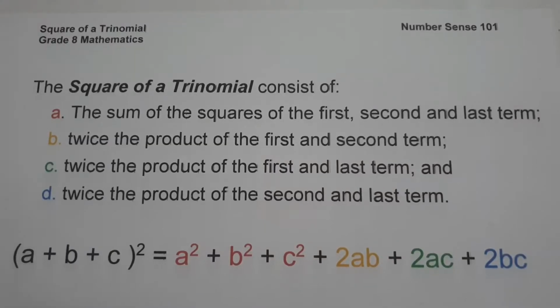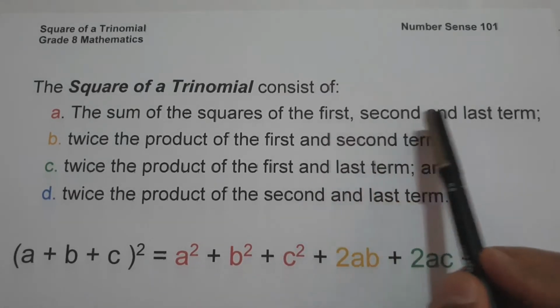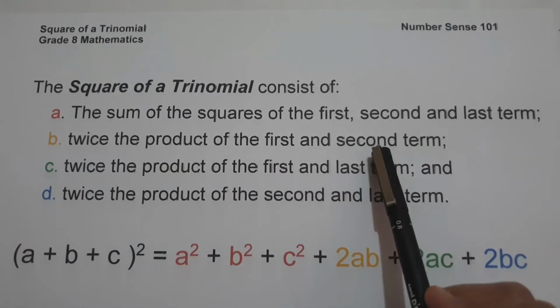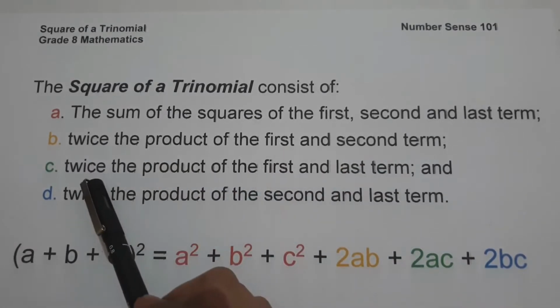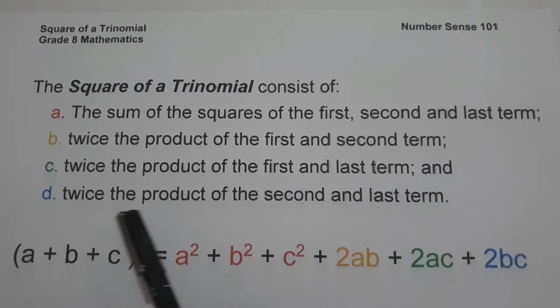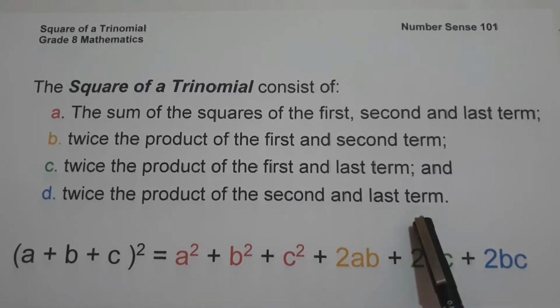Today's video, we are going to talk about how to find the square of a trinomial, and we are going to explain everything in detail. In finding the square of a trinomial, there are 4 steps that you need to remember. The first one is to find the sum of the squares of the first, second, and last term, and then twice the product of the first and second term, and the third one is twice the product of the first and last term, and lastly, twice the product of the second term and last term.